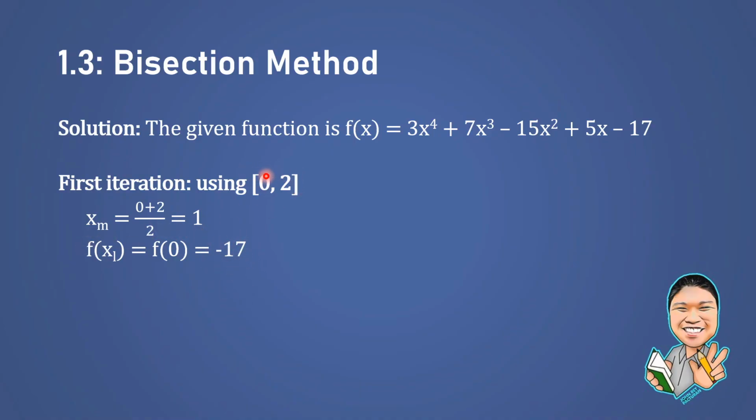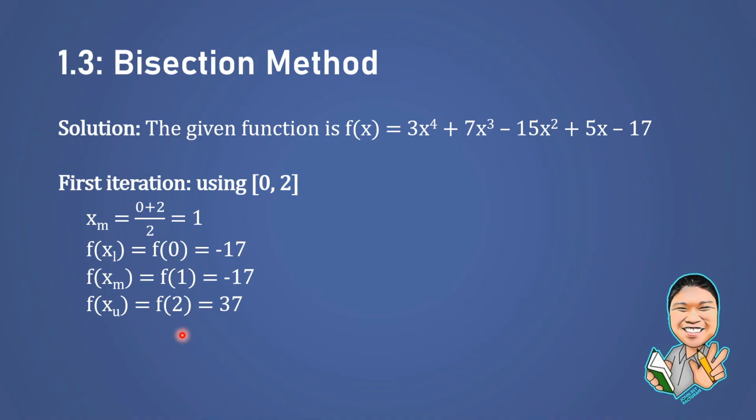The same thing you will do, class, for x sub M, which is 1. Just substitute it: 3 times 1 to the 4th, plus 7 times 1 cubed, and so on. I believe you know what to do there. So, it is negative 17 again. And f of x sub U, which is f of 2. The same process: substitute x equals 2. That is equal to 37. So, we have found f of x sub L, f of x sub M, and f of x sub U.